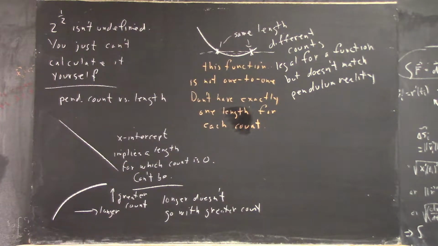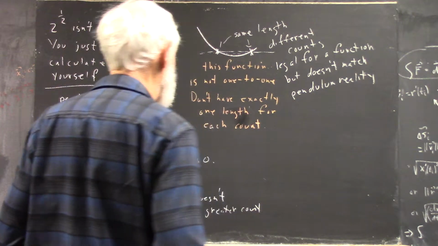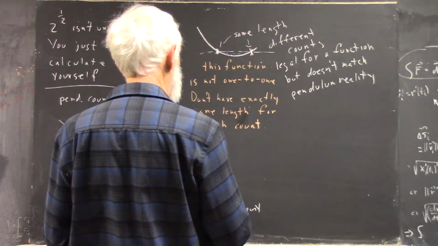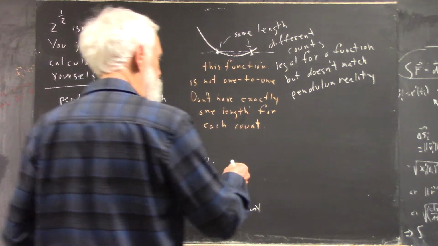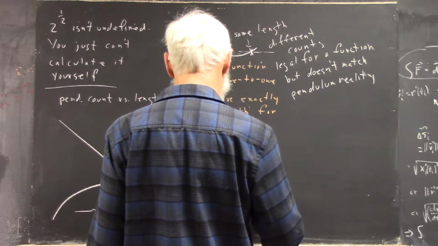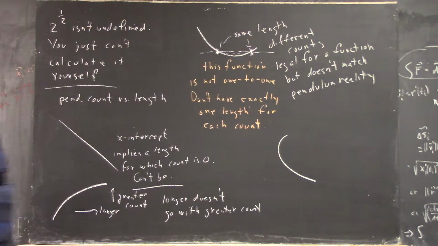Now that doesn't mean it's not a function. There's some functions that would give you the same result for 2 different x values, but not a pendulum count versus length, right? Okay, so let's see. What's wrong with this? Lengths repeat. You'd have 2 different counts for the same length, wouldn't you?